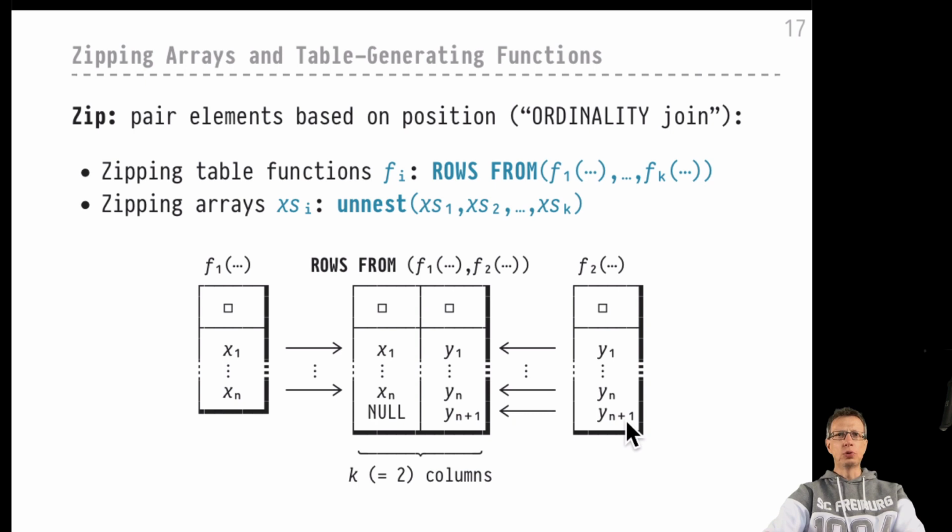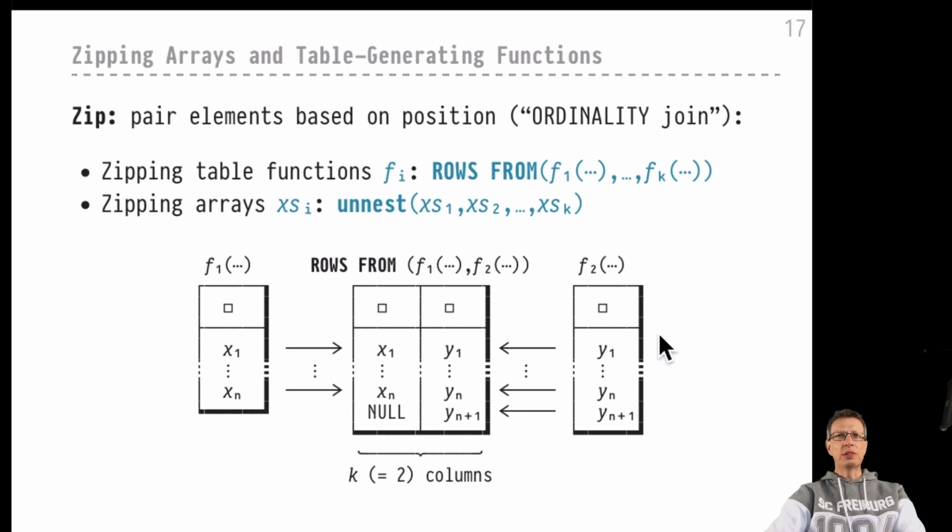If there is any contributor to the zipping that has excess elements like this y subscript n plus 1, that would also be integrated into the zipped rows from result, but it would be paired with null if other set returning functions cannot contribute an element at index n plus 1. So this is really a positional join, if you will, of the outputs of the set returning functions. This can be quite useful if you have to incorporate the results of functions that have been individually evaluated but are related by position.